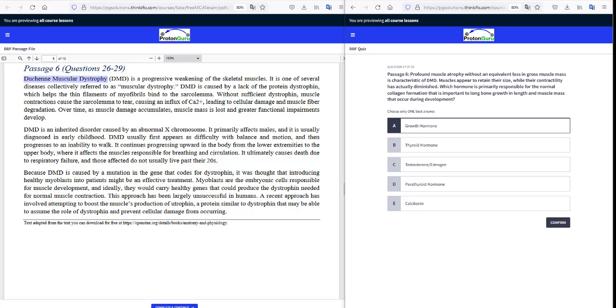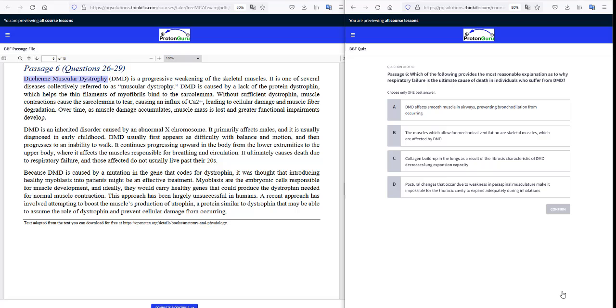Testosterone and estrogen also do accompany this during puberty, resulting in spurts of growth, while the parathyroid hormone and calcitonin only affect the bone in order to serve the body's need for calcium. So the best answer to this question is growth hormone.